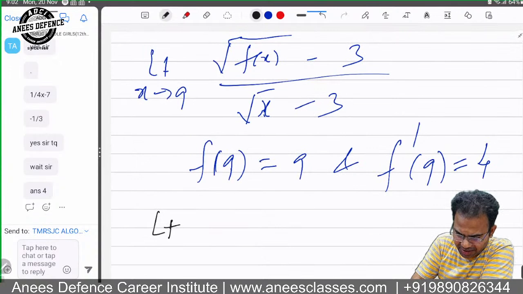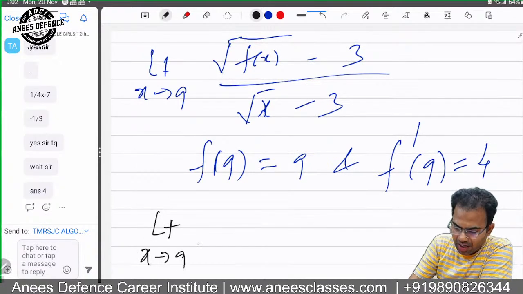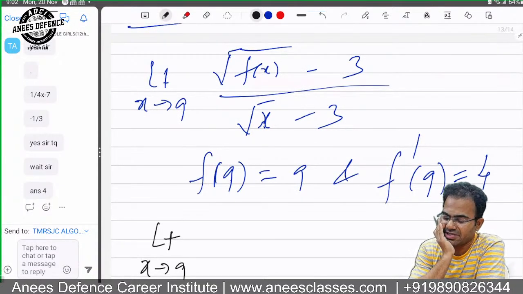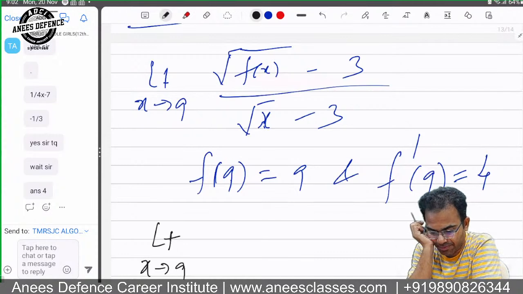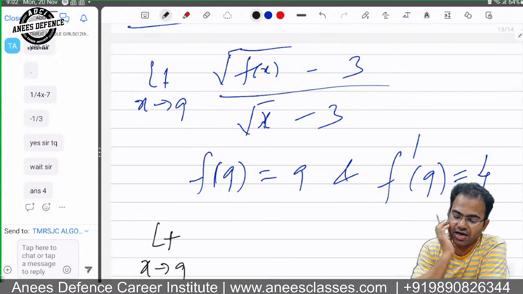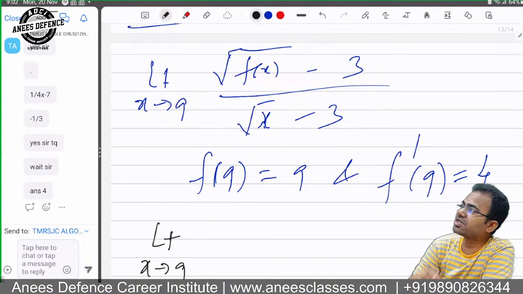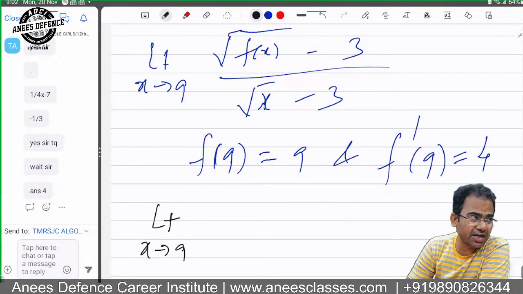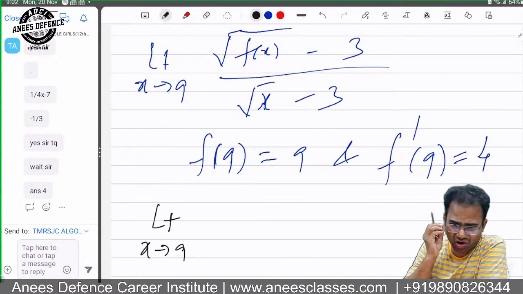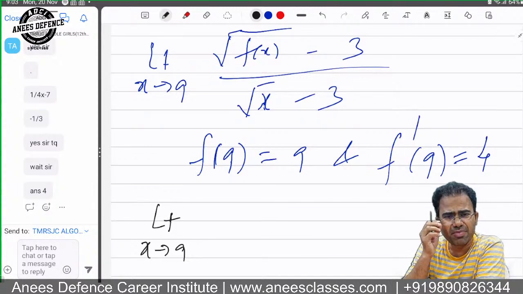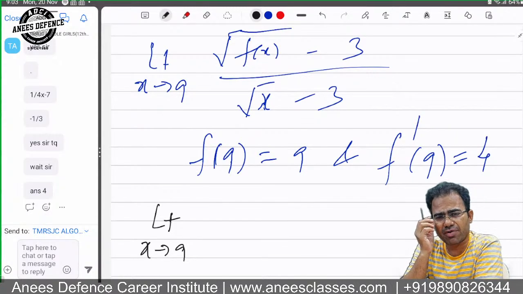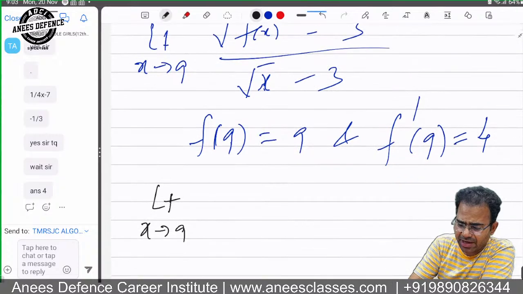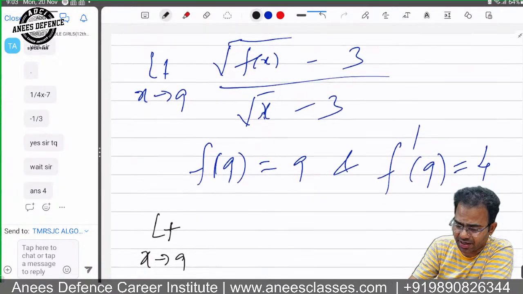Now limit x tends to 9. If I put f of 9, root of 9 is 3. 3 minus 3 is 0. If I put 9 in place of x, that is under root 9, again 3 minus 3 is 0. So it's a 0 by 0 form. So I can differentiate numerator and denominator separately. We can also solve this by formula method, but I will not do it by formula. I will do it with the help of L'Hopital law. Okay. So I will separately differentiate numerator and denominator.